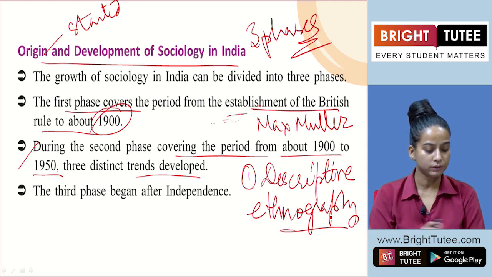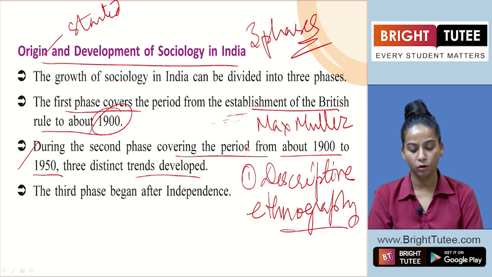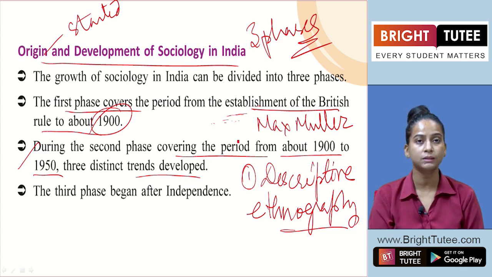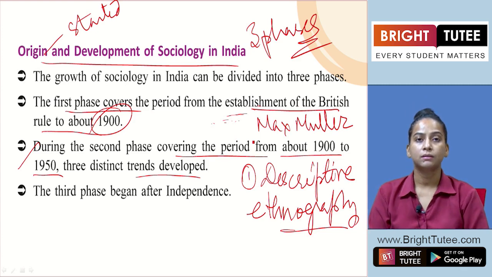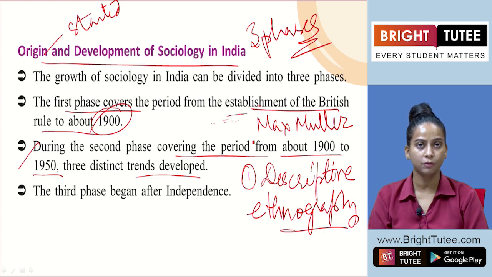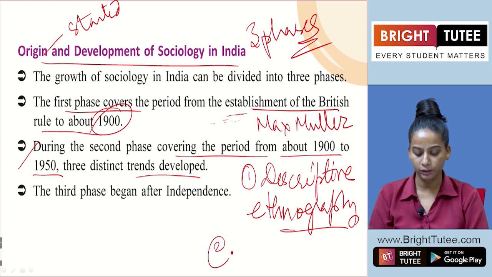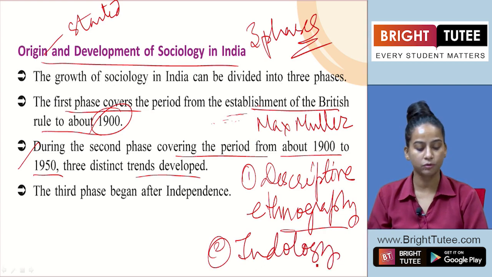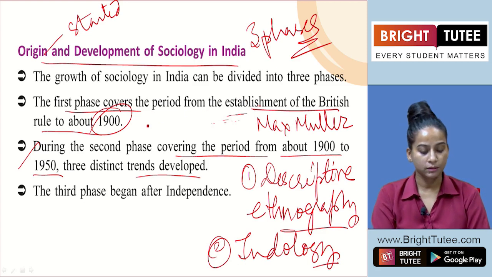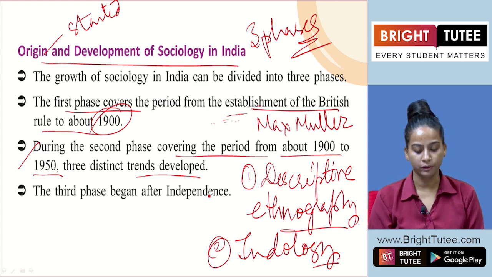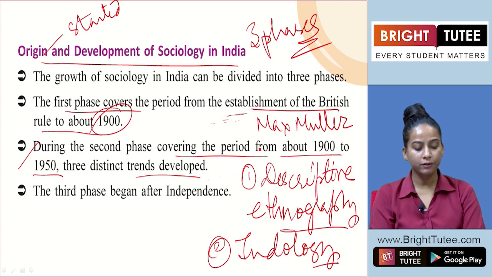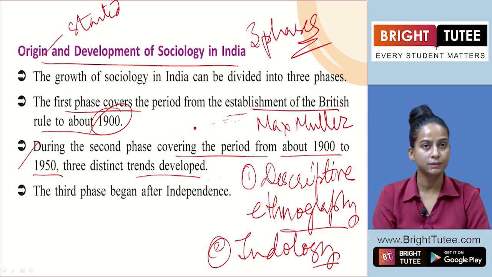The second trend was the development of Indology, or the study of Indian affairs, making use of Sanskrit, Arabic and Persian literature. That was the content of the second stage of this development. The third was the coming of social anthropology from British universities. British and Indian scholars from these universities conducted studies on some communities and villages in India.